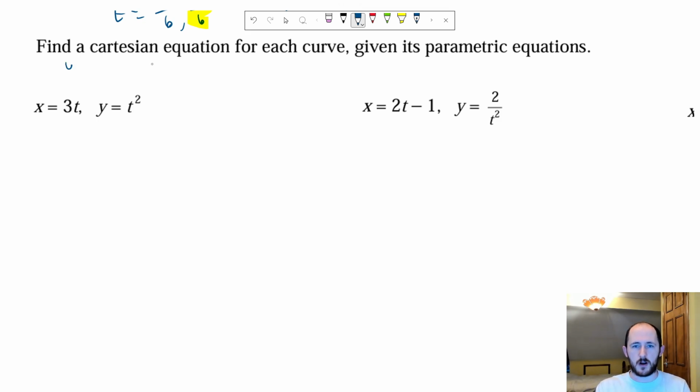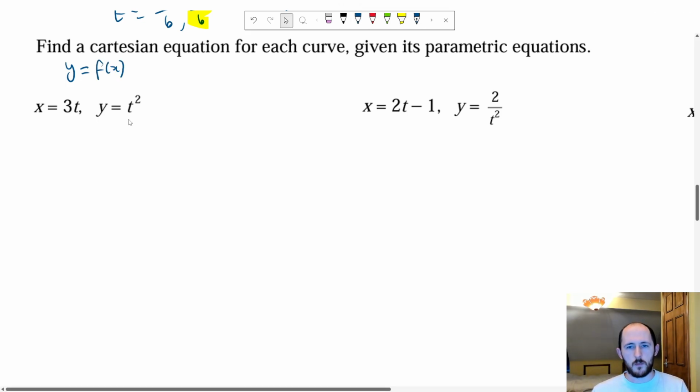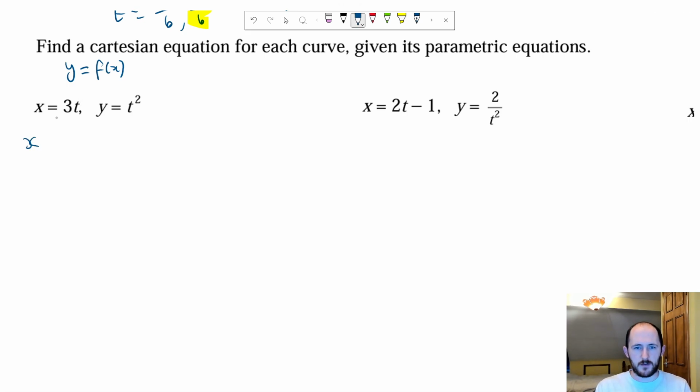Remember, the definition of a Cartesian equation is that y is equal to a function of x. So all we want to do is eliminate t from the y expression, or the y function. So if I rearrange this, I get x over 3 equals t. I can sub it into here and get y is equal to (x over 3) squared, which funnily enough would actually just be the answer, but I like to simplify my expressions.